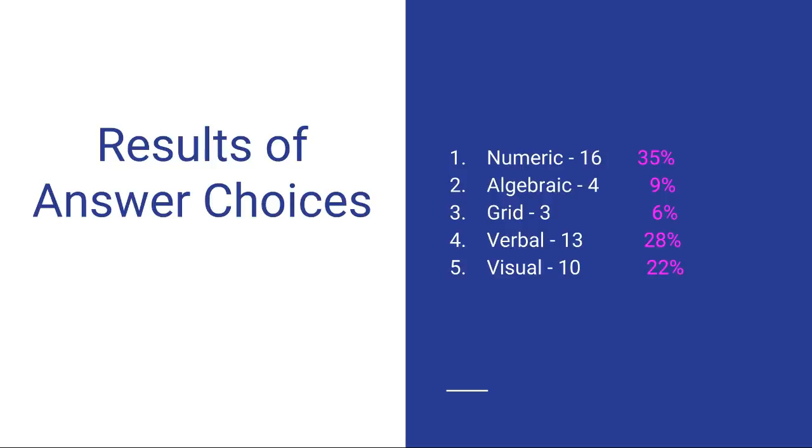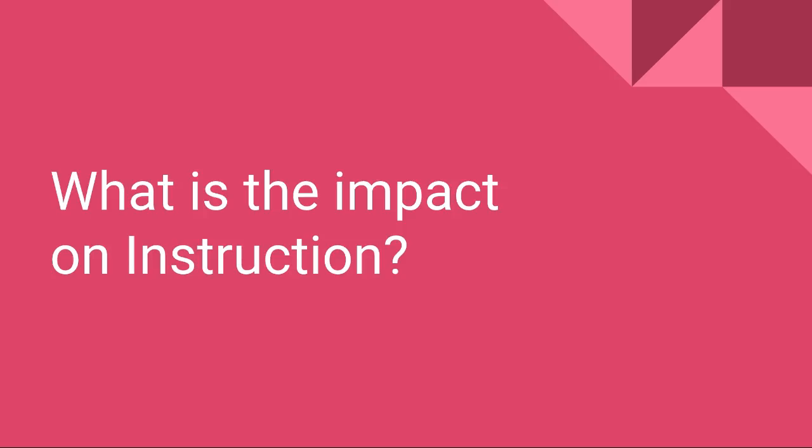Verbal, there were 13 items, so this was more items for verbal than most grade levels. Notice the kids in 3rd grade need to explain their thinking, so there's a lot of sentences. So it's 28% of the test. And visual, 22% of the test. So there were 10 items. So think about how many items we had that were visual in our answer choices and how many visuals there are in our question format. So notice how important visuals are as well as verbal. So what is the impact on instruction and on future formative assessments?